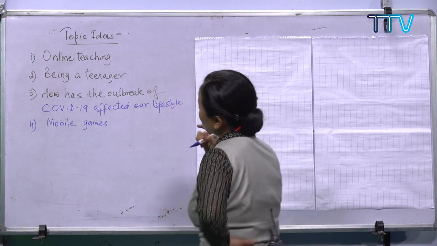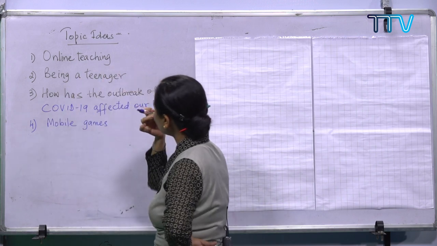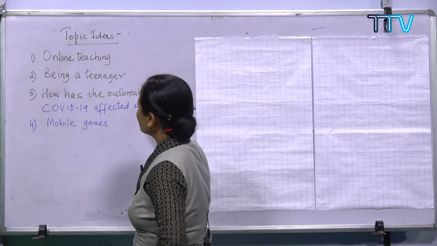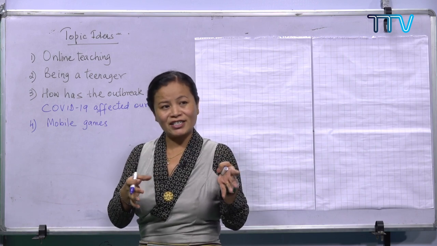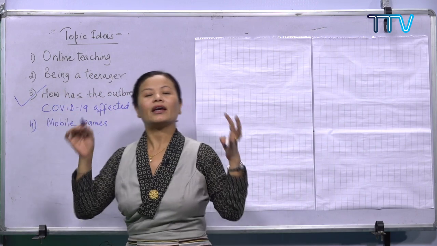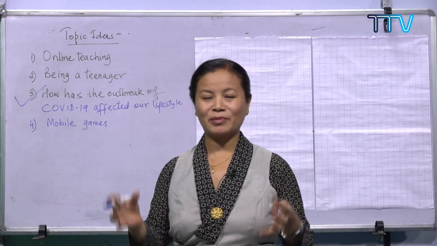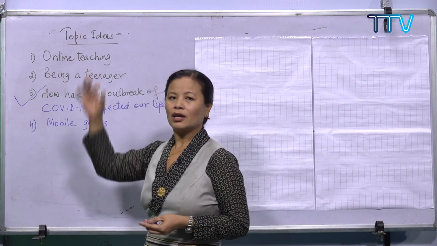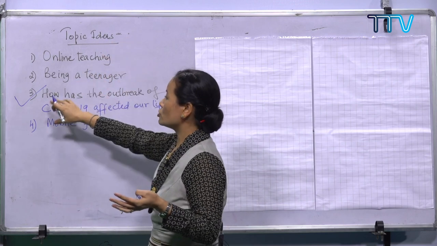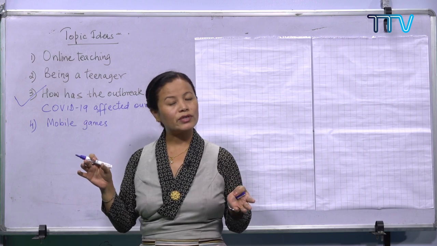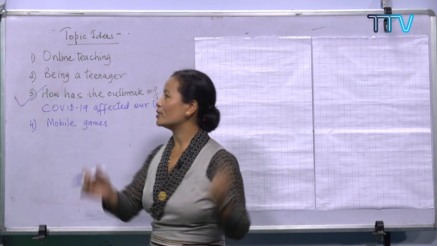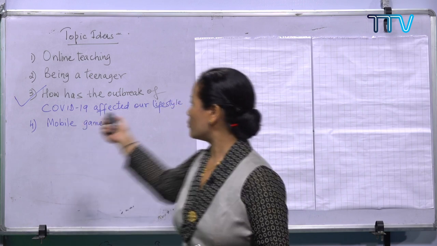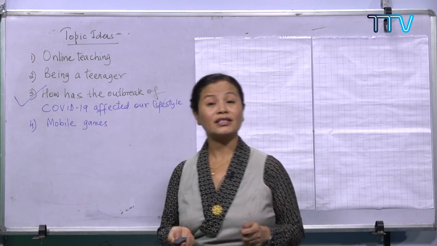Based on that, today I think let's choose being a teenager. Yes, all teenagers would be really interested. Then, looking at the current situation, this is a topic everyone knows about, right? Because everyone is affected, whether you are an adult or a teenager or a grown-up. Everyone knows about this, and I think everyone would be interested, isn't it? You have a lot of things to express. So let's choose this topic here. What next? Now that we have the topic, how has the outbreak of COVID-19 affected our lifestyle?